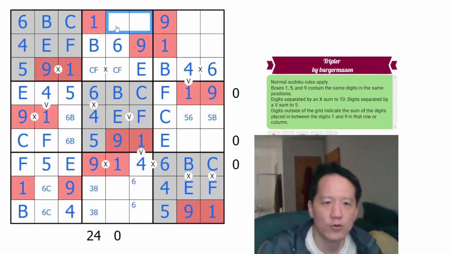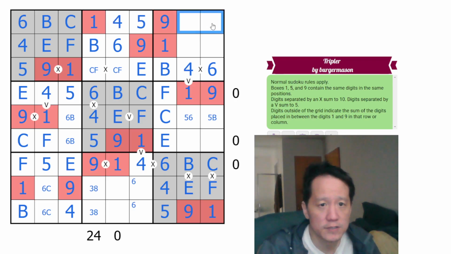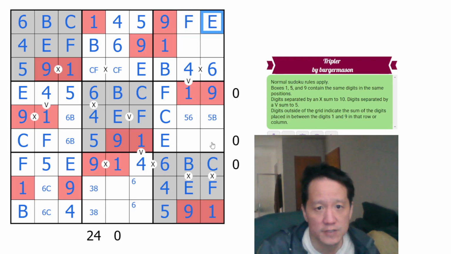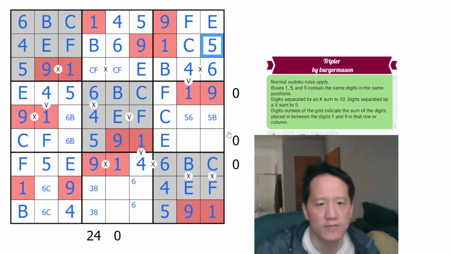This has to be 4 and 5 pair then. This can't be 4, so this must be 5, which makes that a 4. This has to be specifically E and F, and this can't be E, so this is F, this is E. The remaining cells are C and 5, and this can't be C, so this is C and this is 5. Well, this can't be 5 anymore, that makes this a B.